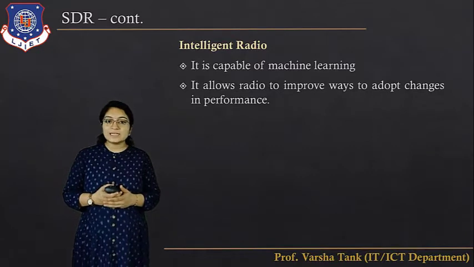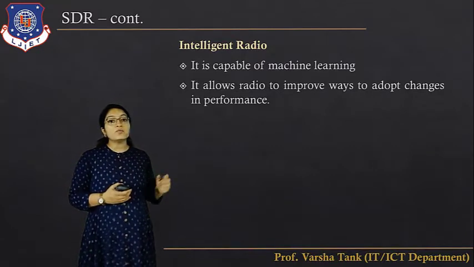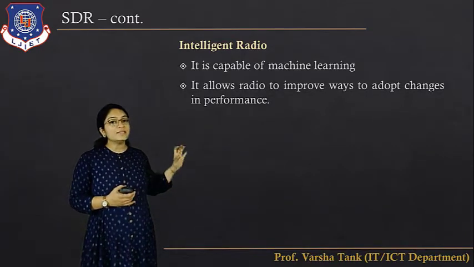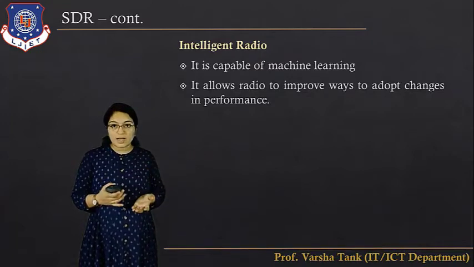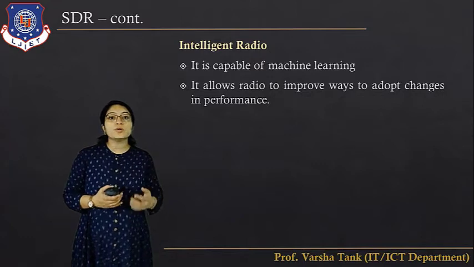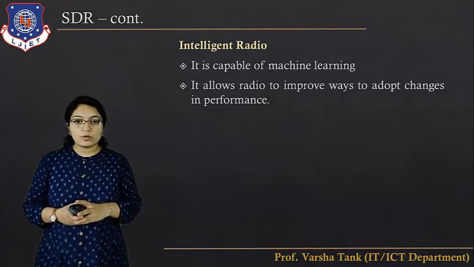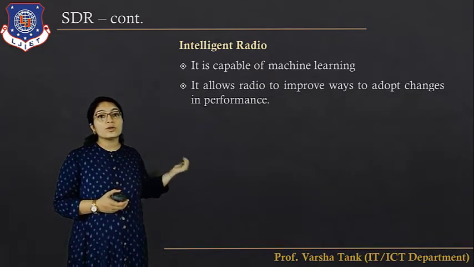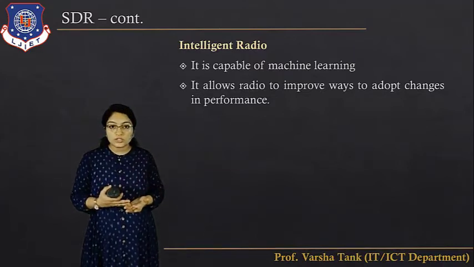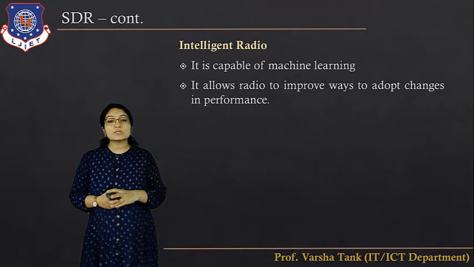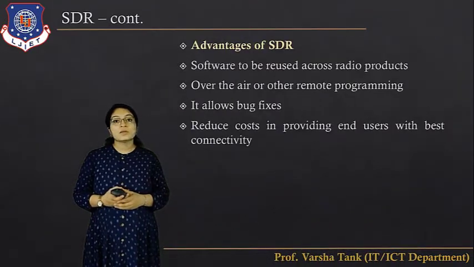Then the last one is the intelligent radio. It is capable of machine learning. Intelligent radio, as the name suggests, can do anything. It can do all the tasks. It allows the radio to improve the ways it adapts to changes in performance. It allows the radio to change the technology also. So that's why it is known as the intelligent radio.